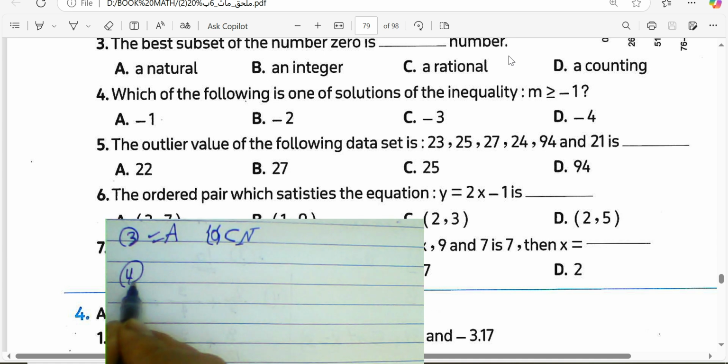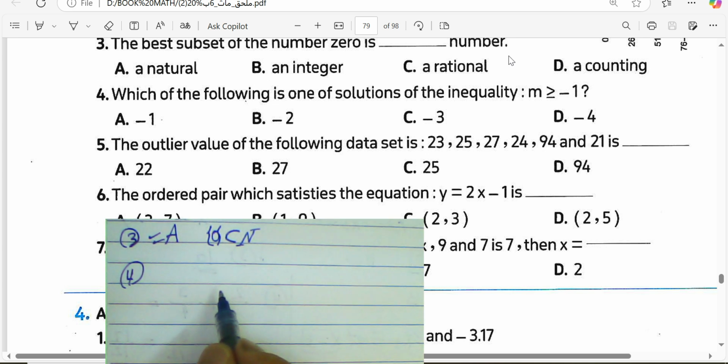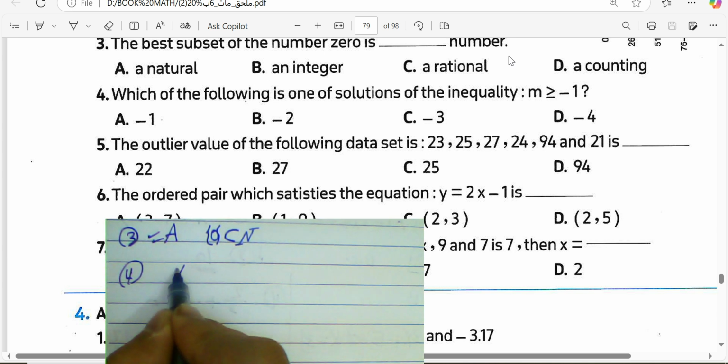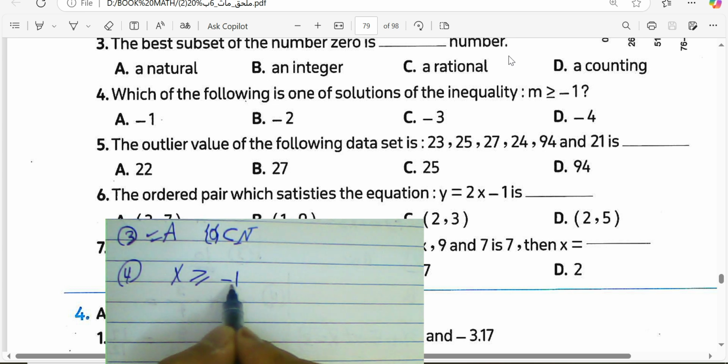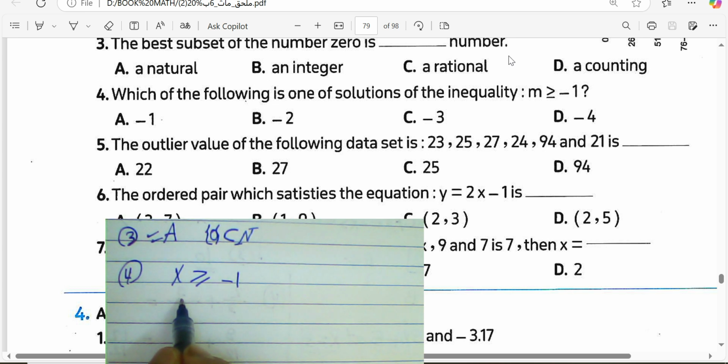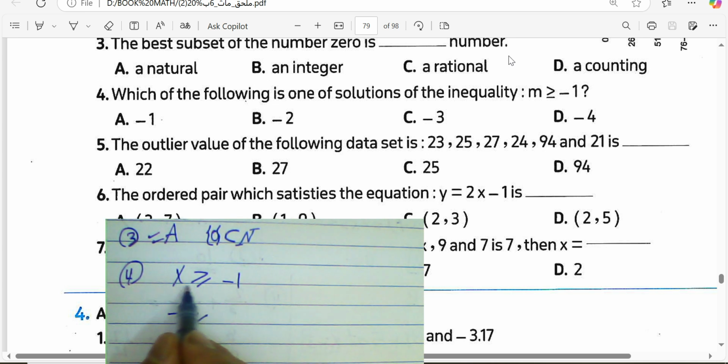Question number 4. Which of the following is one of the solutions of the inequality x greater than or equal to negative 1? It will be what? Which number is greater than or equal to negative 1? It will be negative 1. It's x equal to negative 1. Okay, choose letter A.